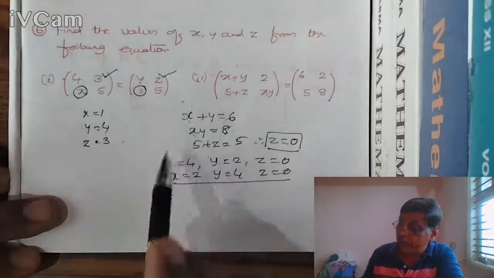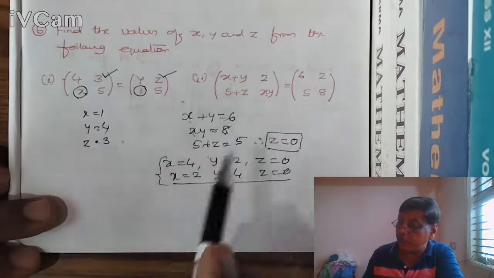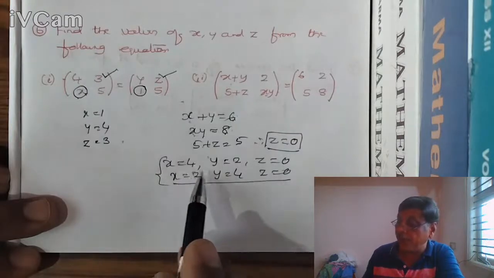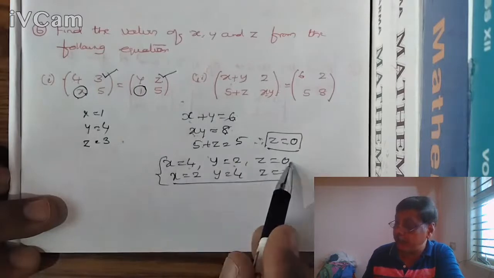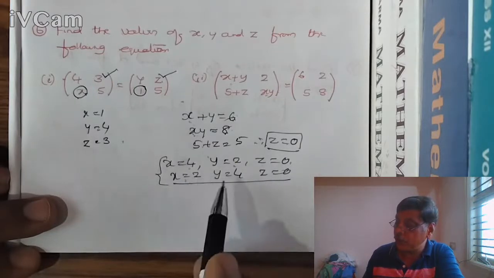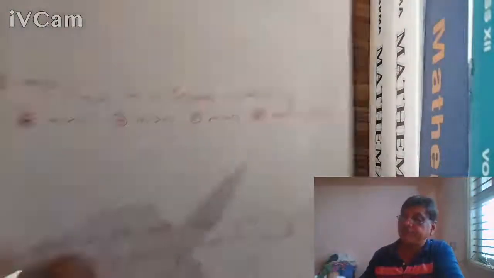Okay, so here the question is very important. In this example, we get two sets of values: when x equals 4, y equals 2, z equals 0; when x equals 2, y equals 4, z equals 0. So this completes question number 6.